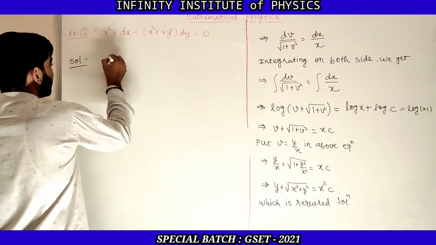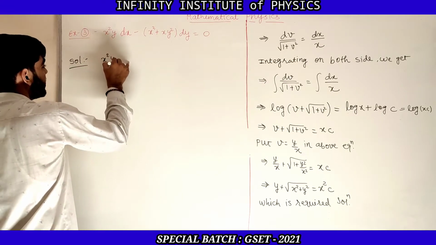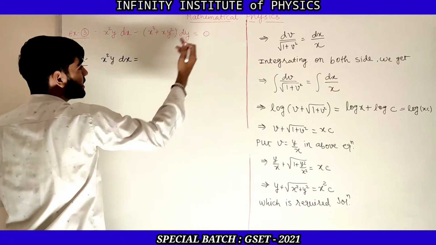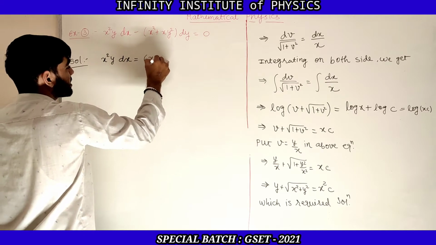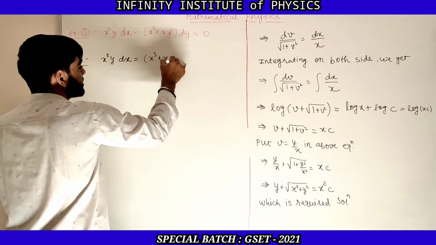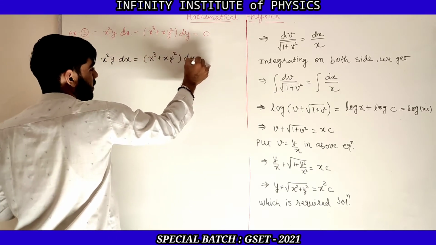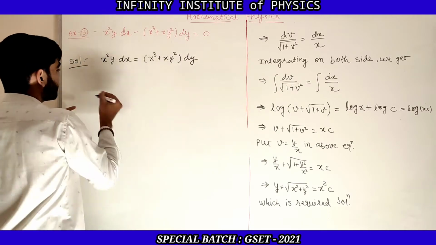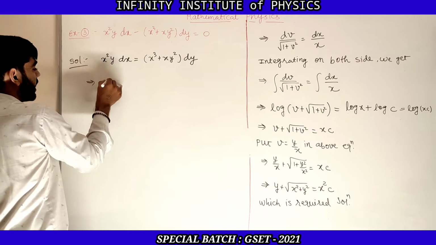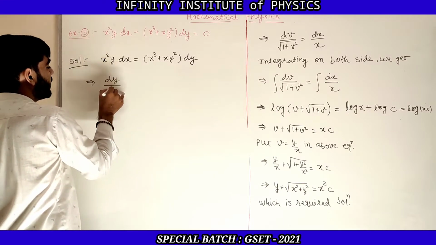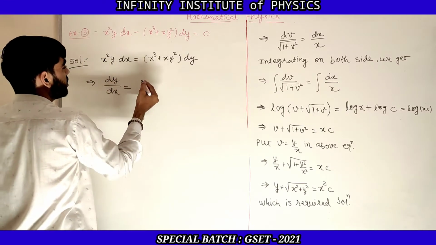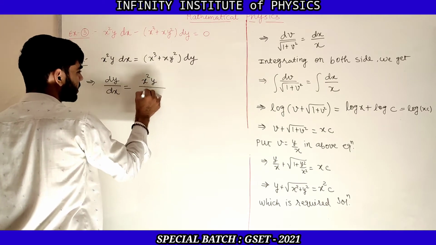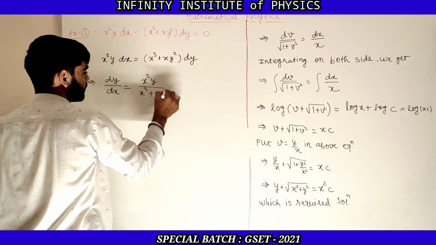So now let us try to convert this in the form of M by N. This can be written as x square y dx. Now let us take this term on the right hand side, so it will be written as (x cube plus xy square) dy. Now let us take dx on the right hand side and this term on the left hand side, and I am rewriting it as dy by dx, which is equal to x square y upon x cube plus xy square.